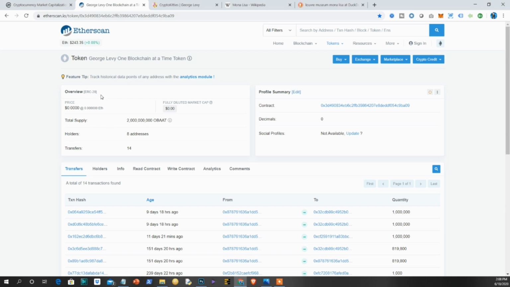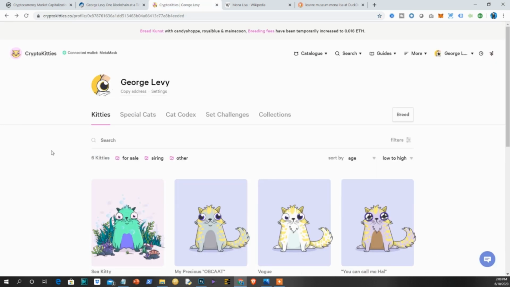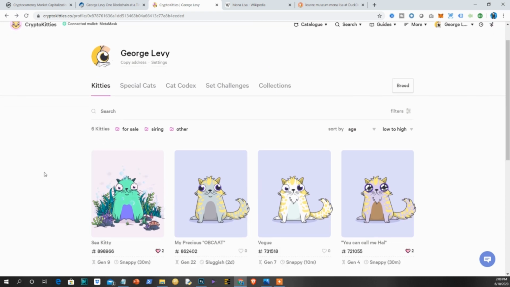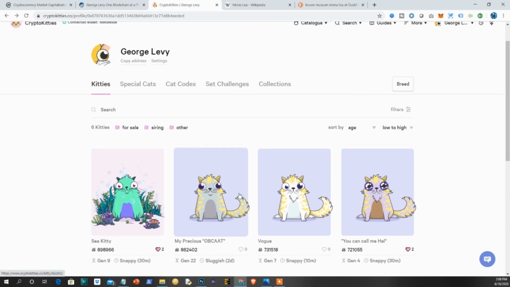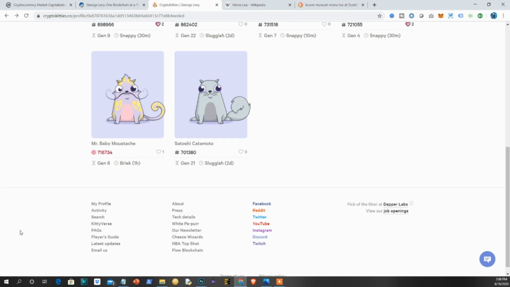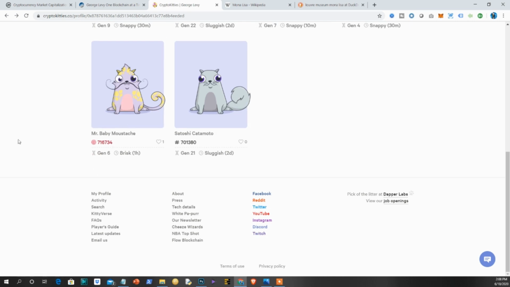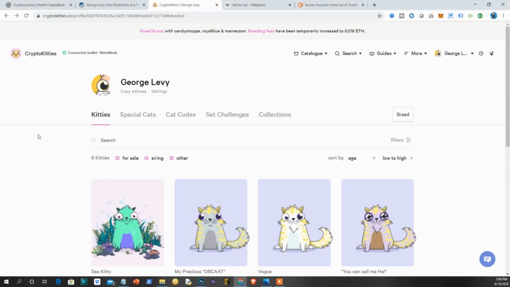This is a standard on Ethereum, and you create these tokens, you can create as many as you want, and they're all exactly the same. That's what an ERC-20 token is, versus the ERC-721 token standard that actually lets you create unique, non-fungible digital assets. There's only one You Can Call Me Hal, one Vogue, one My Precious Obcat, and one Sea Kitty. Oh, and let's not forget Mr. Baby Mustache and Satoshi Katamoto. So get it. All of these are different ways in which digital assets can be created on these very, very well-known token standards, ERC-20 and ERC-721.